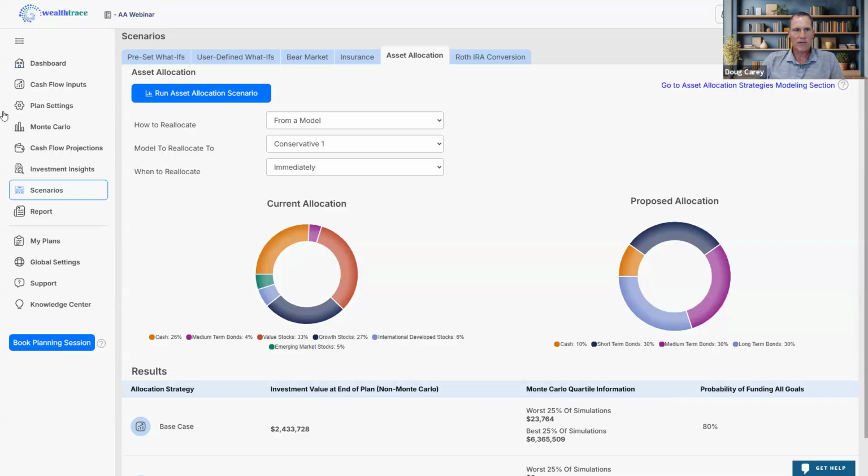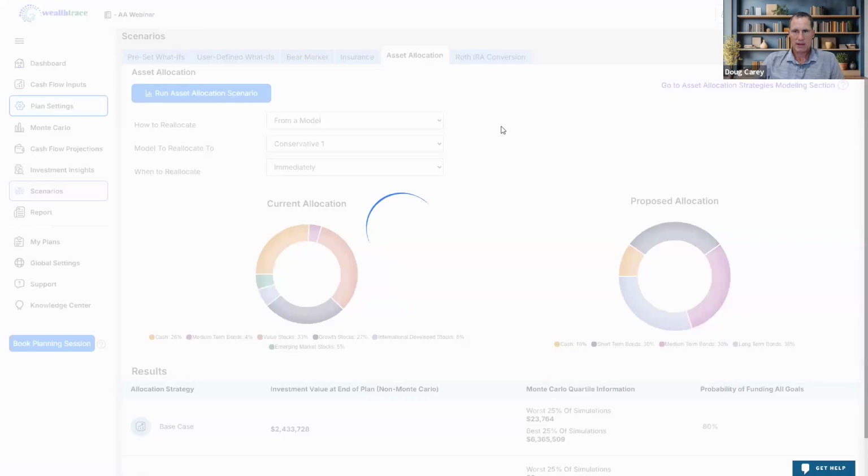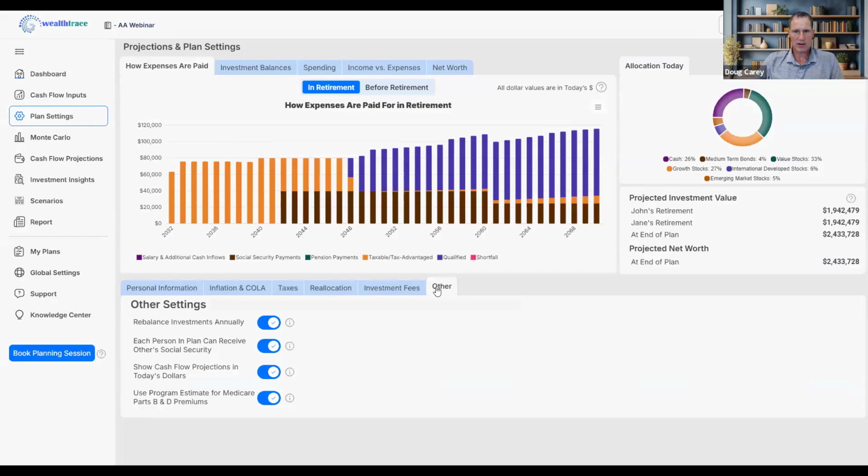Now you can switch it off. Someone already asked that. You can always view in nominal dollars, at least the projections. So I'll show you. So turn this off here under plan settings, other. Watch these projections go way up when I do this.